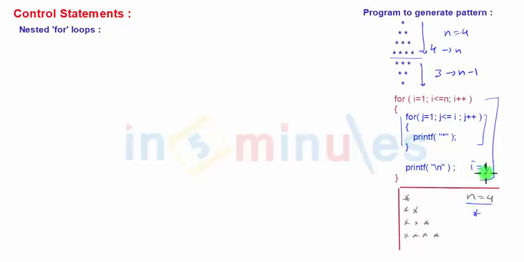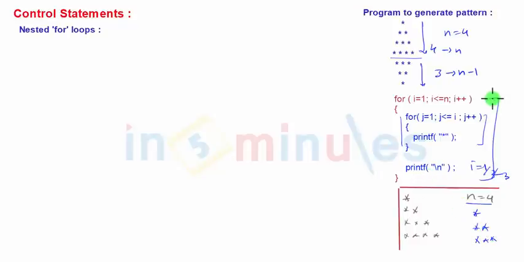Then a new line is generated, i becomes 2 with the outer for loop. That time j again starts from 1 and goes up to 2. It does that printf twice, so there will be 2 stars printed. Then i becomes 3 with the outer for loop. The inner for loop restarts, j equal to 1 to j less than or equal to 3, so it works 3 times, so there will be 3 stars generated.